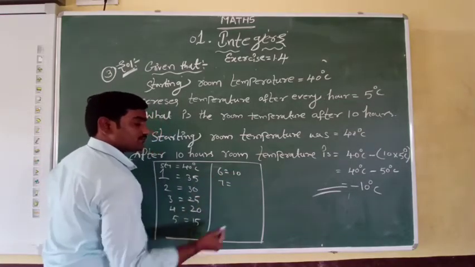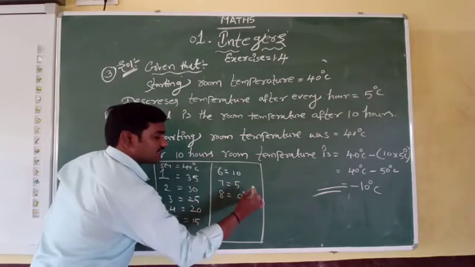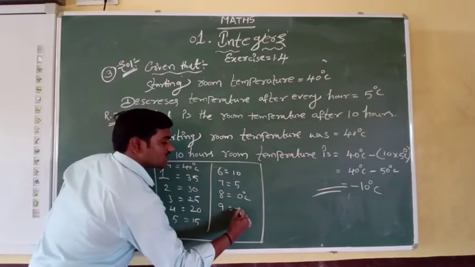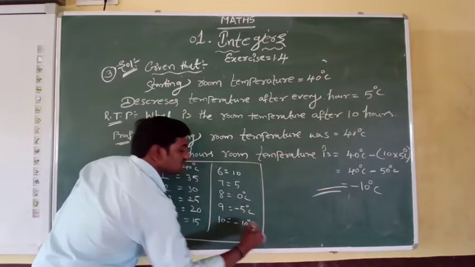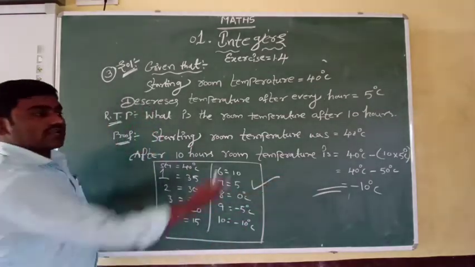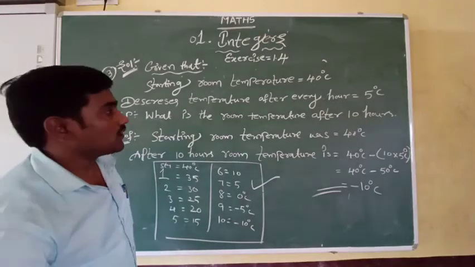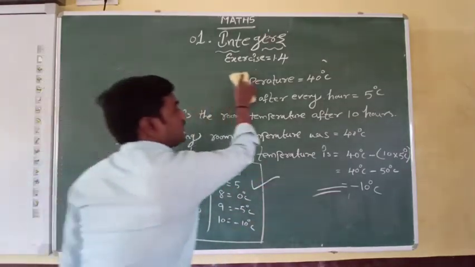After 7 hours it is 5 degrees centigrade. After 8 hours it is 0 degrees centigrade. Then after 9 hours it is minus 5 degrees centigrade. After 10 hours it is minus 10 degrees centigrade. You can write in words and you can also go for this process. Or, this is a simple way we can do it. It will not be a time consuming process. We can go for a very easy way.